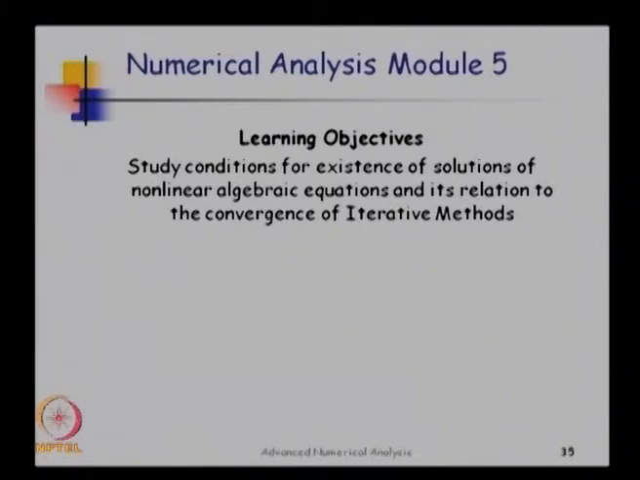When we started studying linear algebraic equations, we began with the conditions for existence of solutions. We never talked about this when we started solving nonlinear algebraic equations. Here I want to give a brief introduction to the conditions of existence of solutions and what is its relation to convergence of iterative methods.